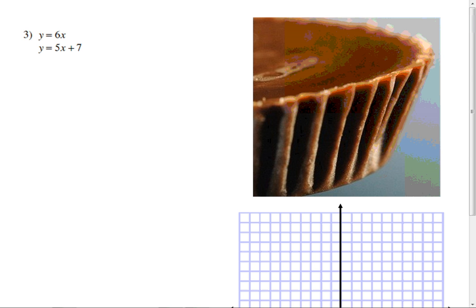Reese's. Okay. No, it's a peanut butter cup.